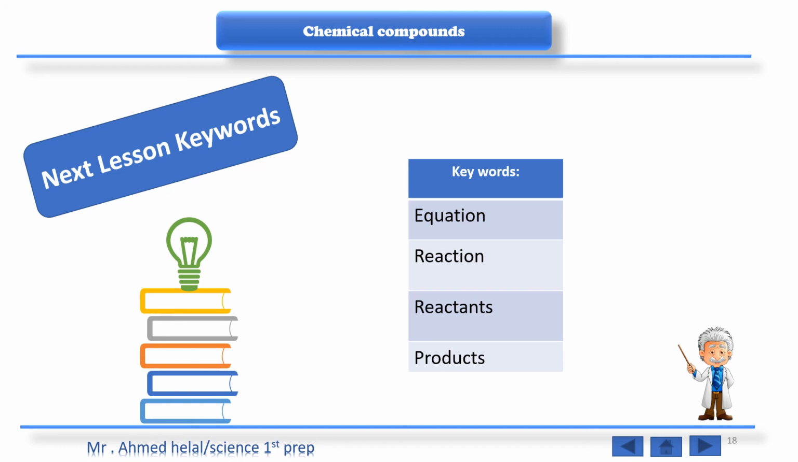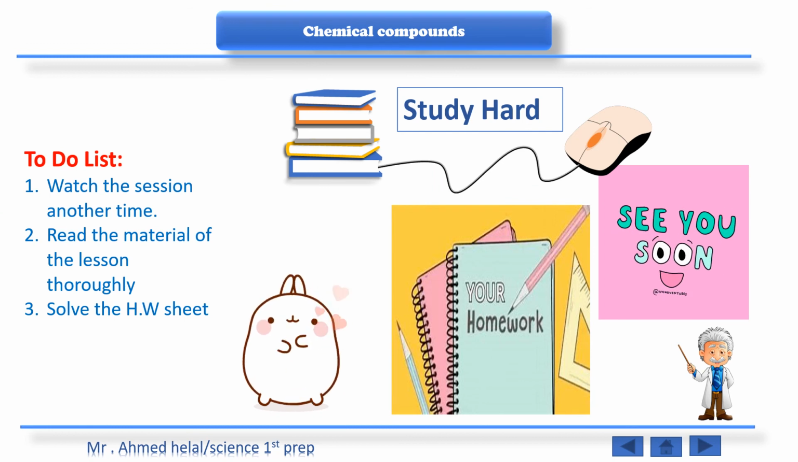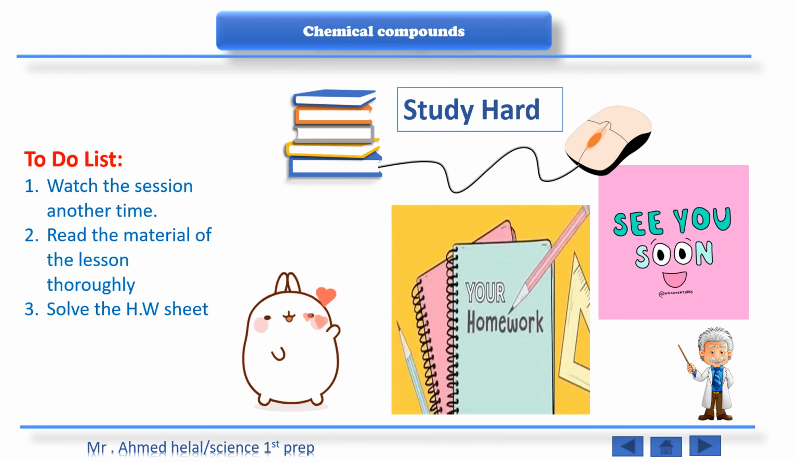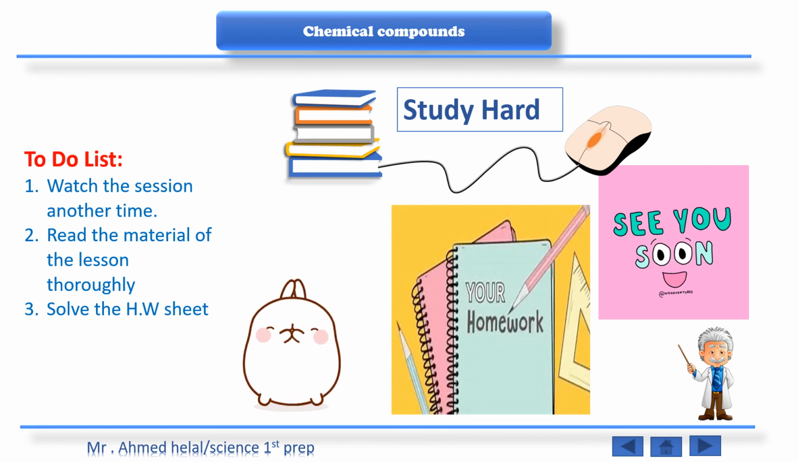Okay, and now we'll talk about the next lesson keywords. Please repeat after me: equation, reaction, reactants, products. And now we have the to-do list. Watch the session another time, read the materials of the lesson, and solve the homework sheet.